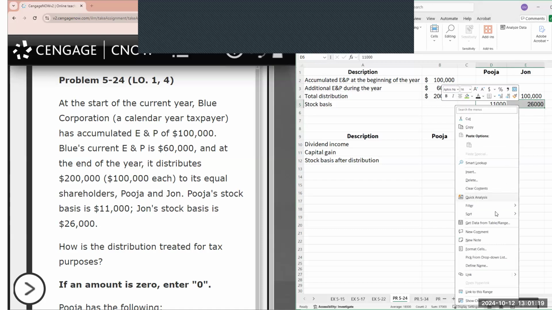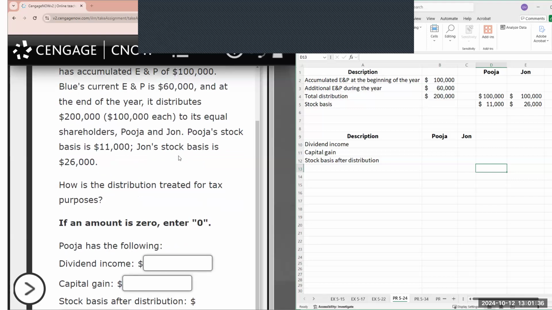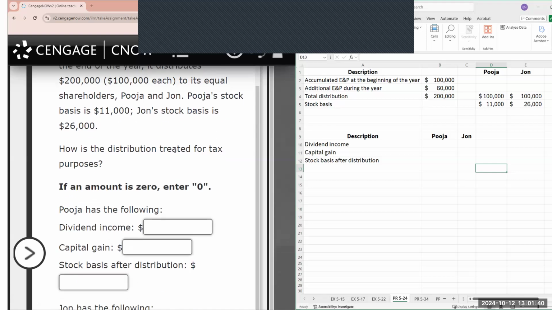All right. So based on this fact pattern, we ultimately need to determine how these amounts are going to be treated. As we know, to the extent that a distribution is made from the corporate earnings and profits, the shareholder is deemed to receive a dividend. That's either taxed as ordinary income or preferentially taxed dividend income if it is qualified.